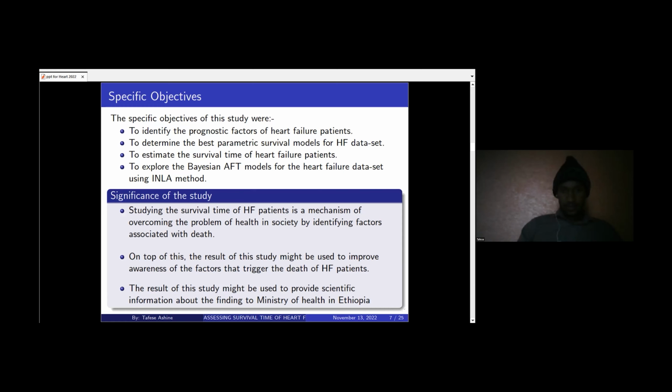Significance of the study. The survival time of heart failure patients is a mechanism of overcoming the health problem in society by identifying factors associated with death.